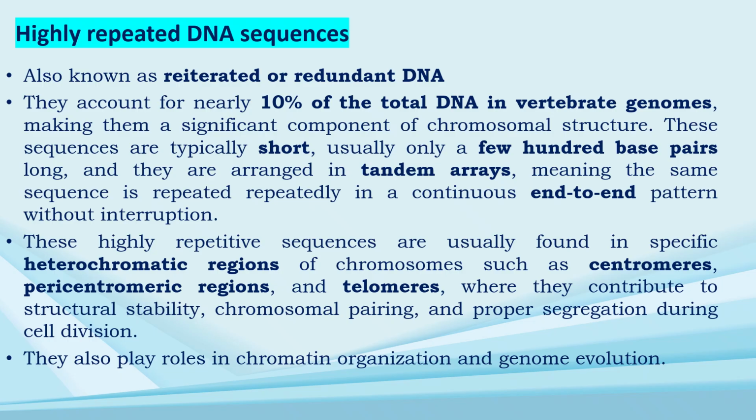These highly repeated DNA sequences are also known as reiterated or redundant DNA. They account for nearly 10% of the total DNA in vertebrate genomes. They are very short and usually ranging from few hundred base pairs, and they are arranged in tandem arrays in an end-to-end pattern. These highly repetitive sequences are usually found in specific heterochromatic regions such as centromeres, pericentromeres, and telomeres. They also play roles in chromatin organization and genome evolution.